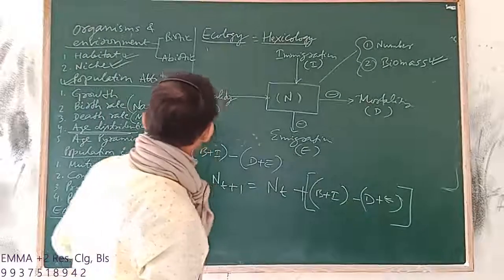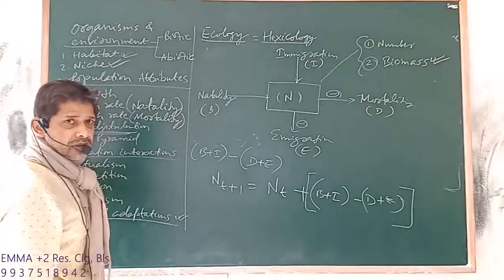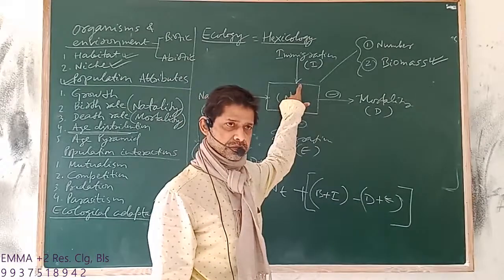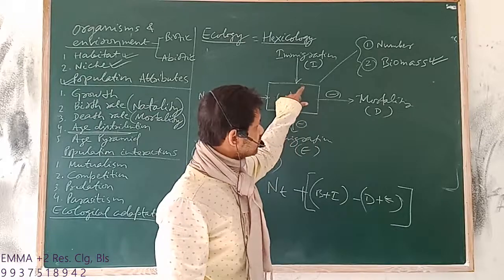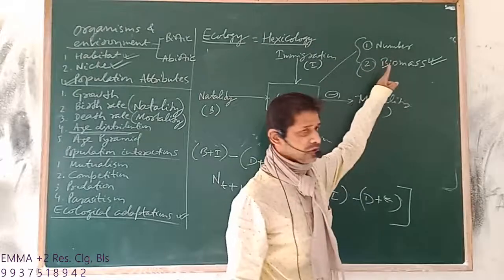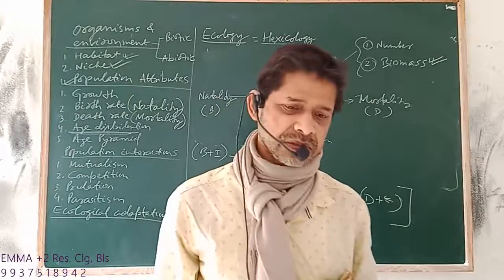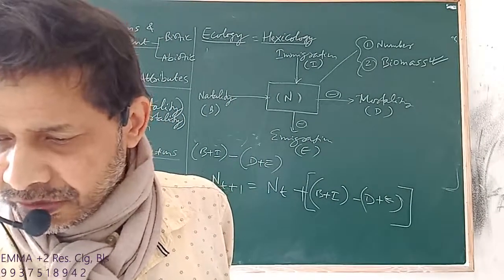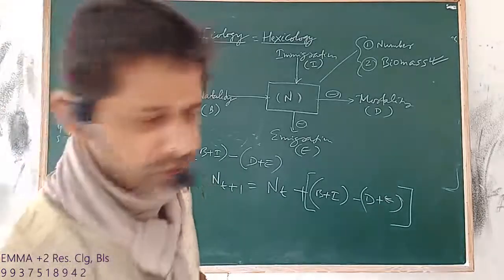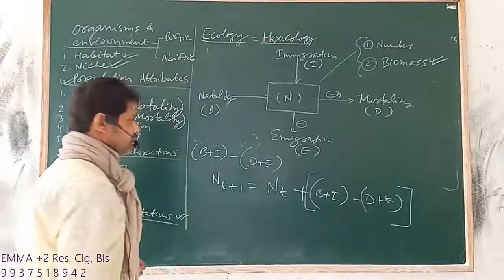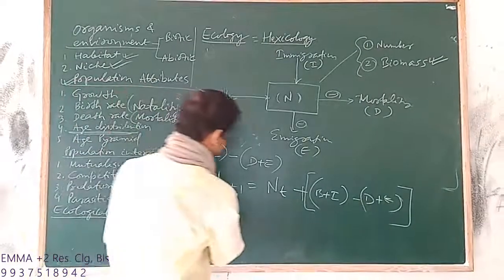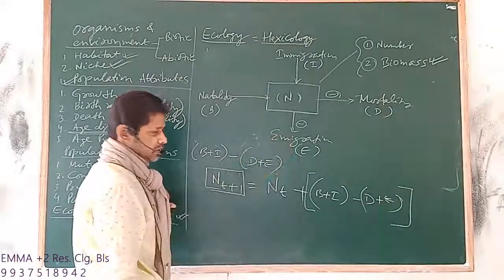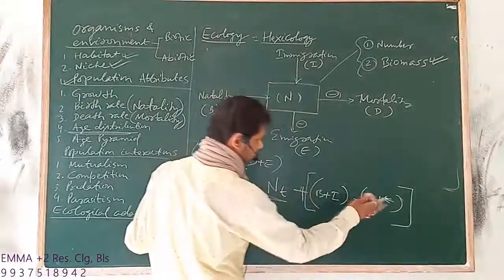So growth of the population can be determined by knowing the density. So population density can be measured in terms of number or biomass. So it is better to estimate the biomass to know the density of the population. This is the formula. Population after certain time period, initial population plus this.